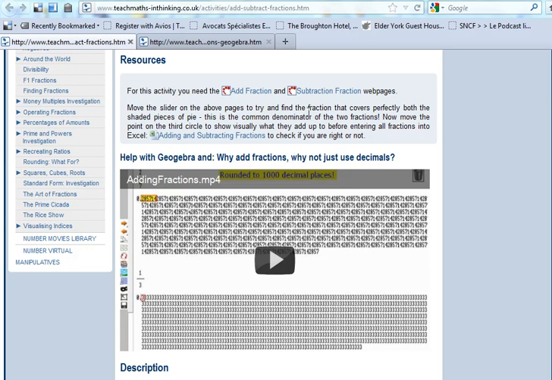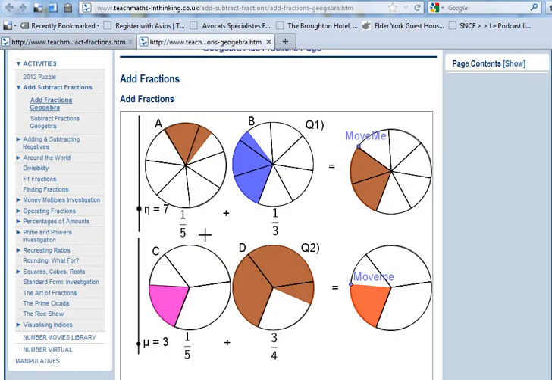You need the add fraction and subtract fraction GeoGebra embedded files. And the aim is visually to see how to add 1/5 and 1/3. I need to move this slider on the side so that these black lines perfectly cover the brown shaded area and perfectly cover the blue shaded area as well.